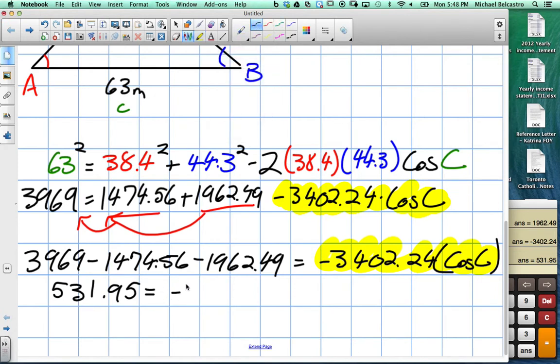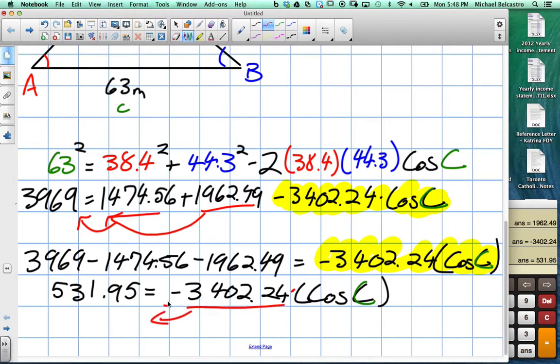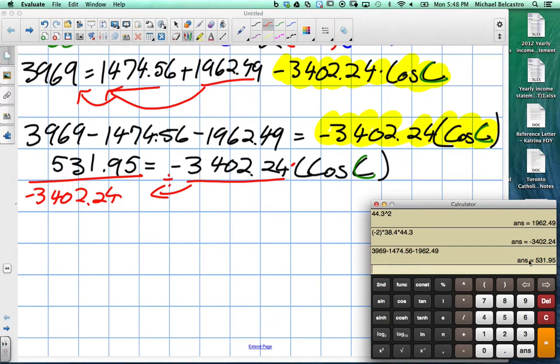So we get negative 3402.24 times cos C. And remember, C is the unknown angle we've been solving for this whole time. So we've been just manipulating the equation. Because this is multiplication, in order to move this to the other side, it needs to be divided by. So I'm going to take this number and divide by negative 3402.24.